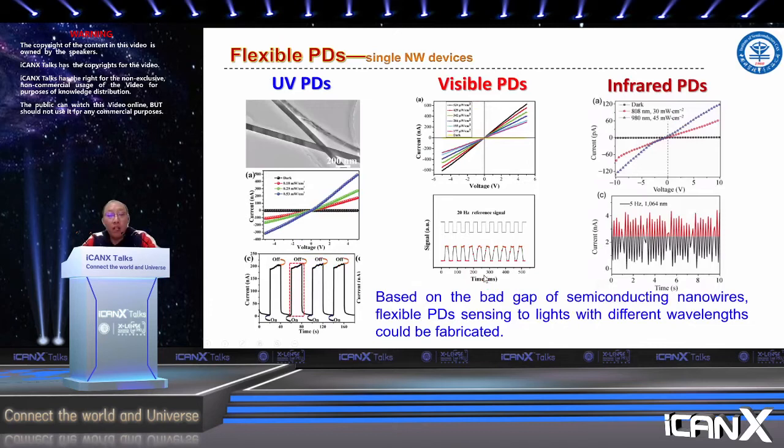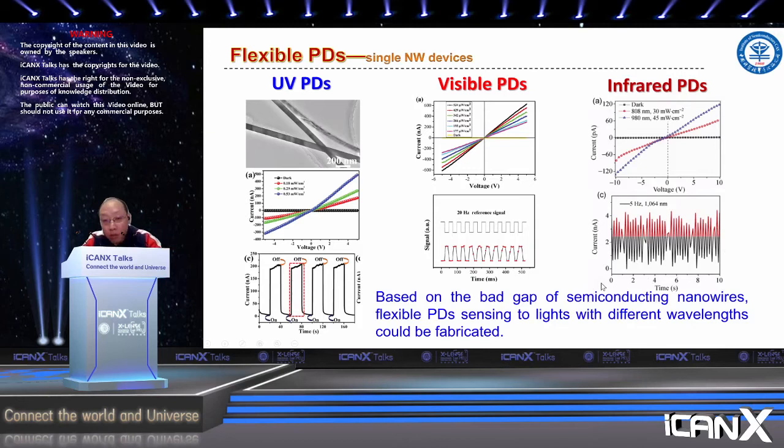With different materials, we can design flexible photodetectors responding to different wavelengths. You can see here I show some examples: we can design flexible UV photodetectors, visible photodetectors, and infrared photodetectors. What's different between these kinds of photodetectors? It's very simple. Based on the band gap of semiconductor nanowires, we can design photodetectors sensing light with different wavelengths. That means if we want to design UV photodetectors, we need semiconductors with a wide band gap. If we want to fabricate infrared photodetectors, we need nanowires with a very narrow band gap.